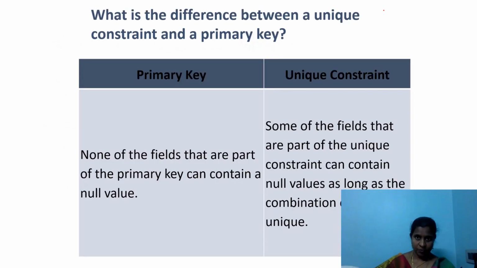The main difference between unique constraint and the primary key is that the primary key is also unique, unique constraint is also unique, but the primary key cannot be null. That means it cannot have null values. At the same time, unique constraint can have null values.